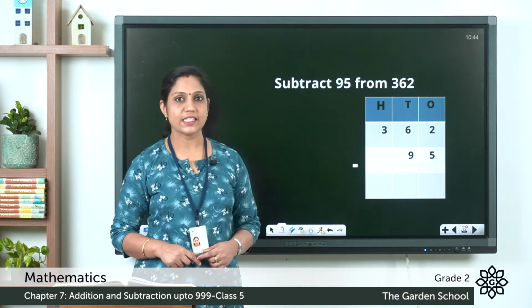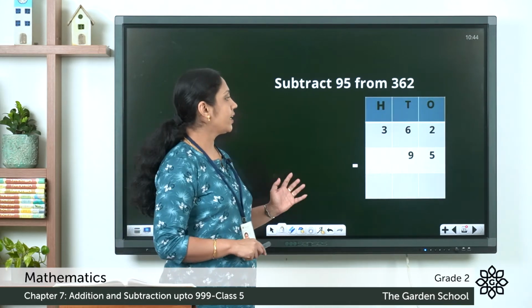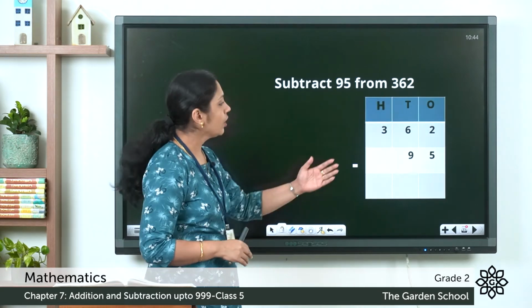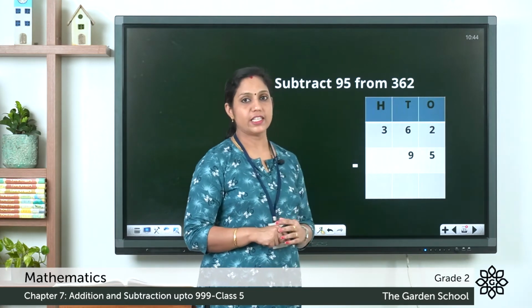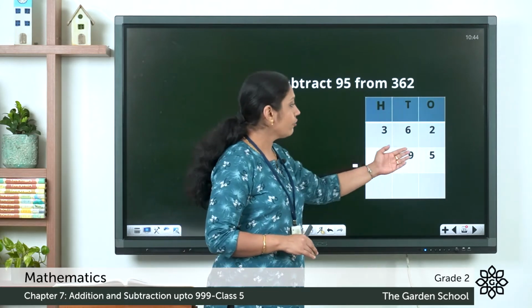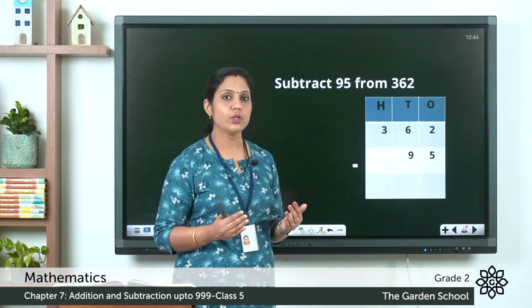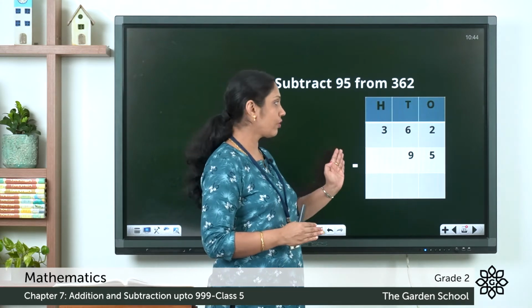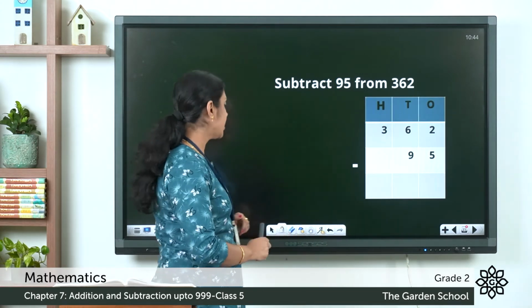Now let's look at this number. We have 362 minus 95. So we'll move on to the ones place. We have 2 minus 5. So which number is greater? 2 is greater or 5 is greater? 5 is greater. So are we able to subtract 5 from 2? No. So what we have to do? We have to borrow from the tens place.